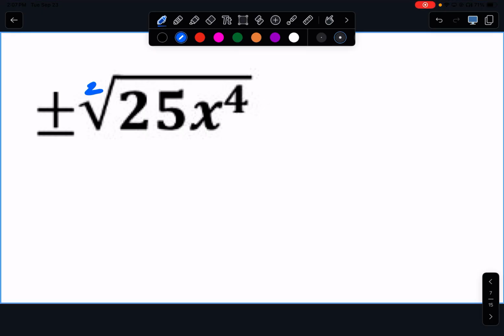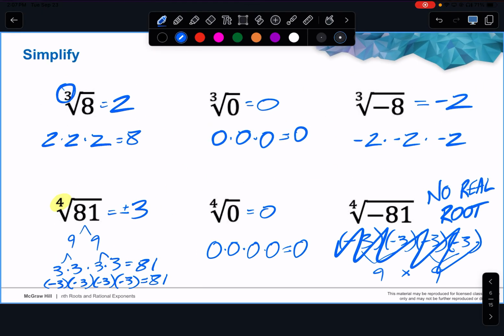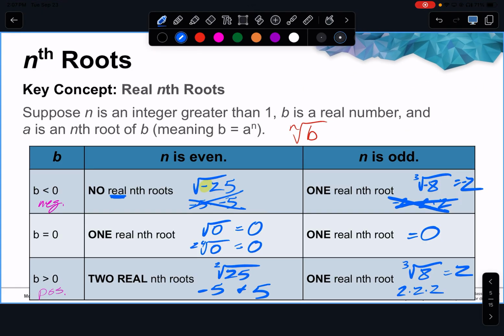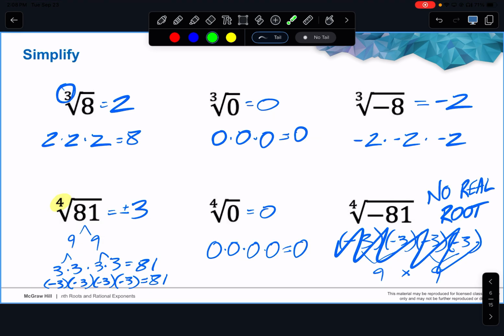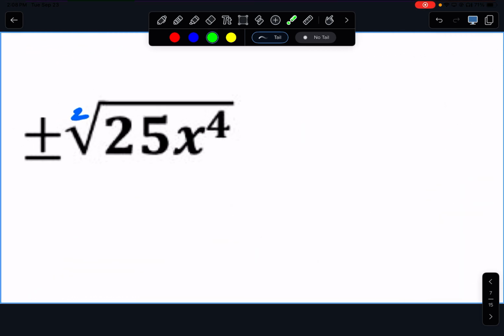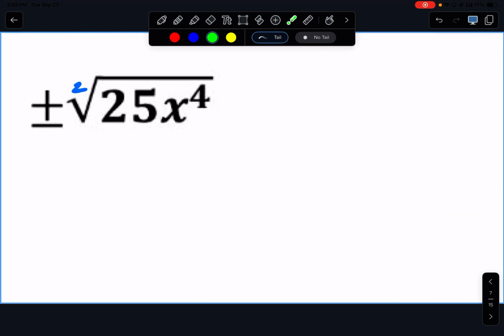Okay, and then inside my radical, do I have a positive number or a negative number? Positive number. So look back to your chart. I've got a positive number inside my radicand. Okay, and then my index value is even. So we would be talking about this section right down here. So how many solutions am I going to have? 2. We've already kind of taken care of that for you here with the plus minus. So I know that it's going to be plus or minus.